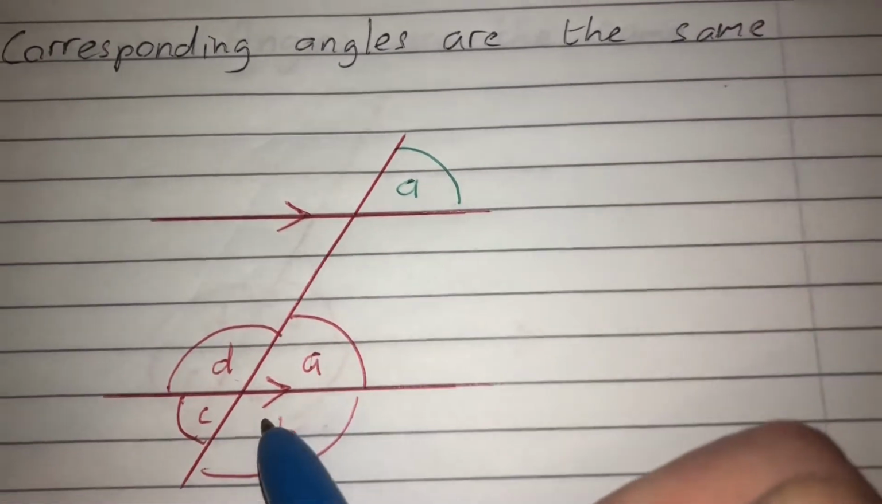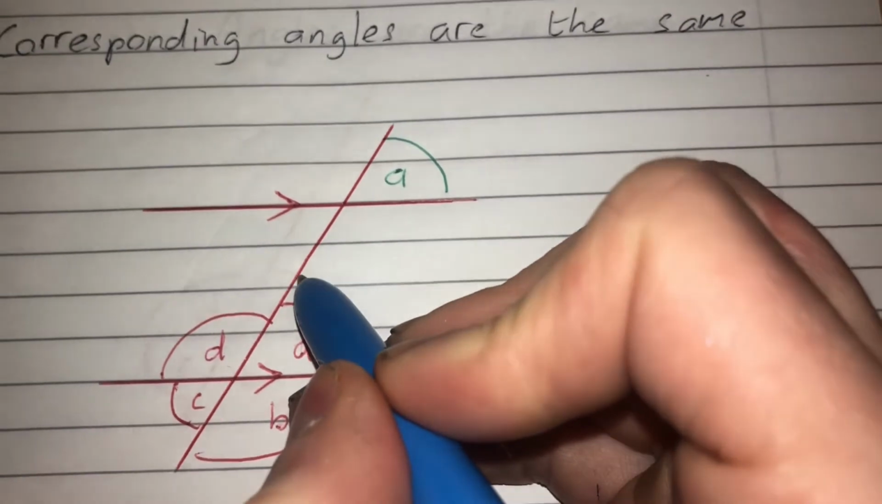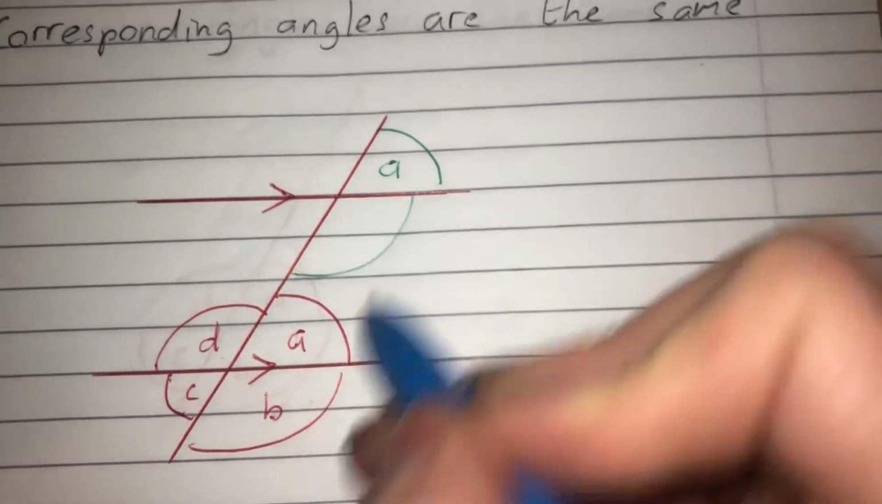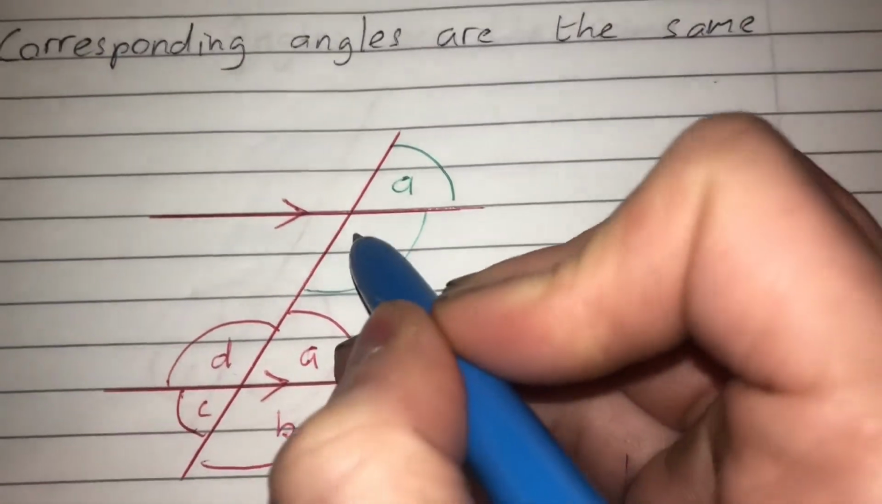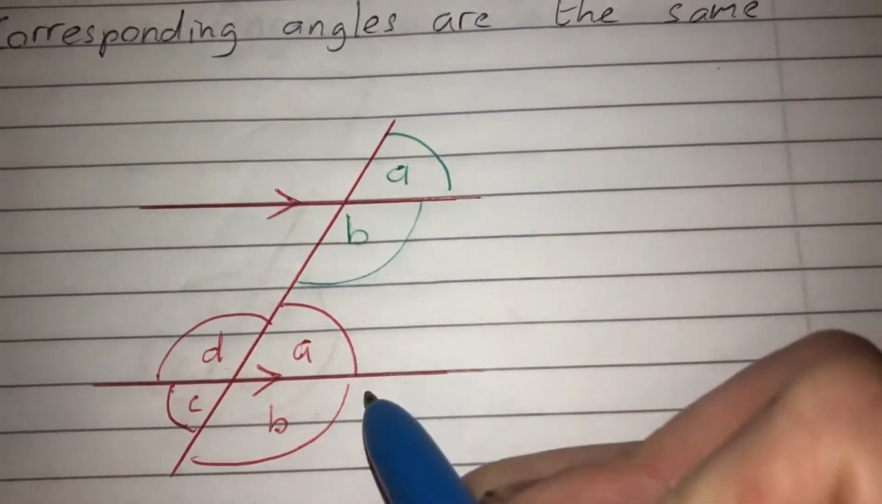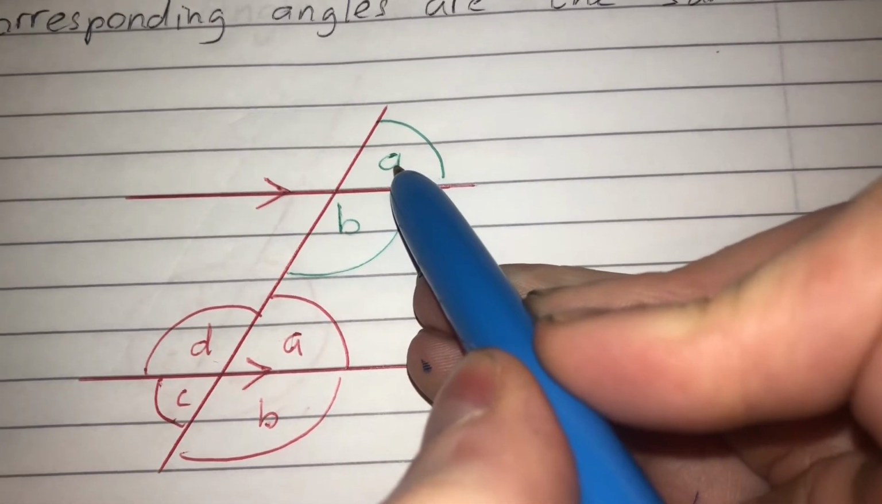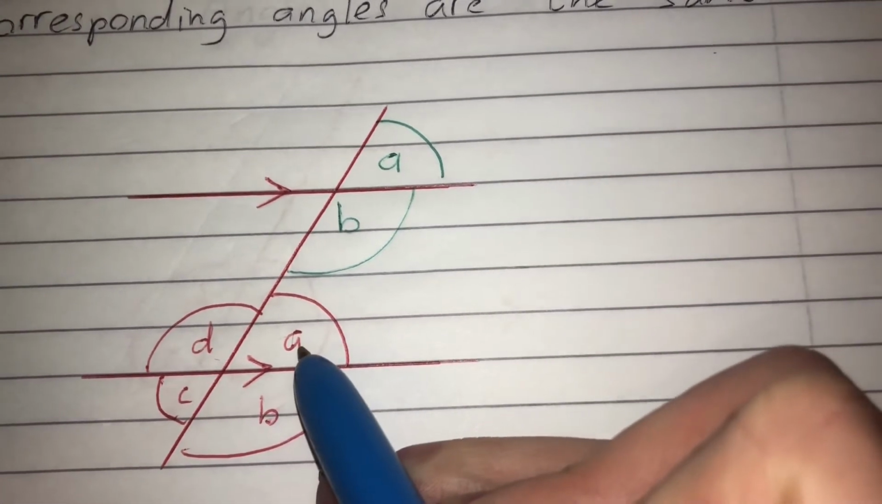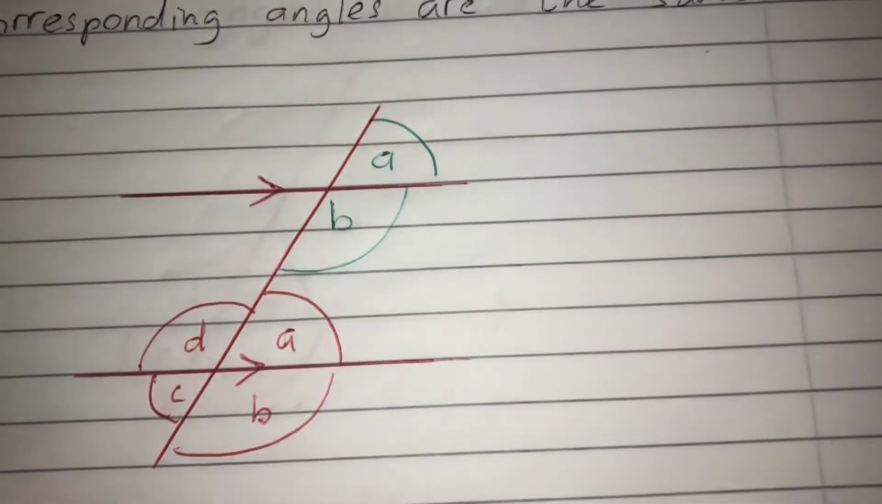Okay. The angle that is corresponding to B is this one here. Okay. And you can see by looking at it, those angles are the same. A is an acute angle. A is also an acute angle down here, and both these B's are also acute. All right.